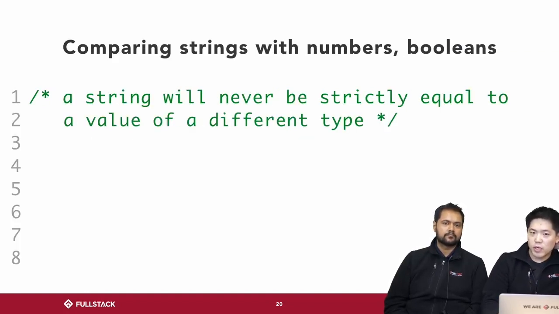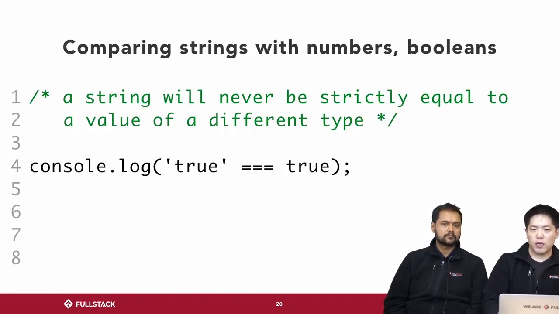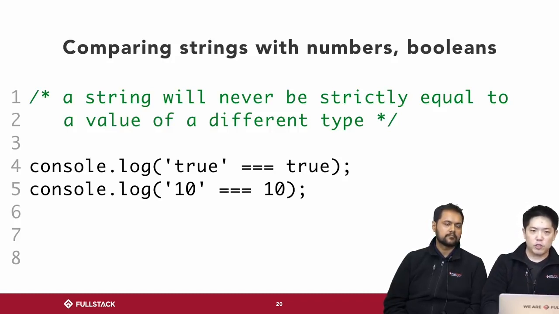Here, a string is never strictly equal to a value from a different type. Even if the string looks like something, it will not be strictly equal to that thing. So for example, the string true equal to true will always be false, because even though the string true looks like true, it's not actually strictly equal to the value true itself. And same thing with the string value of 10 versus the number value of 10. Both of these are false.